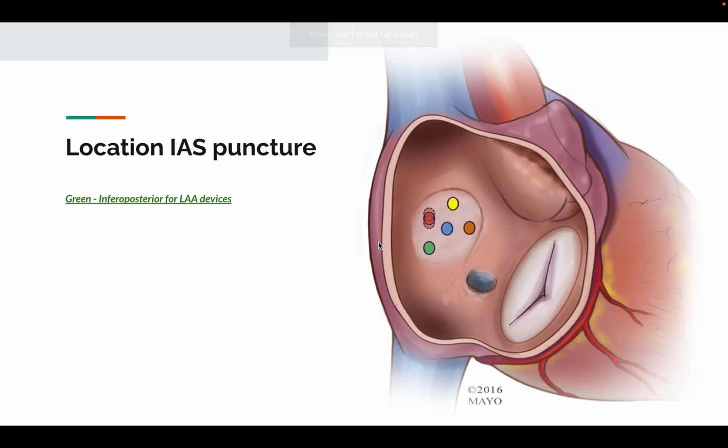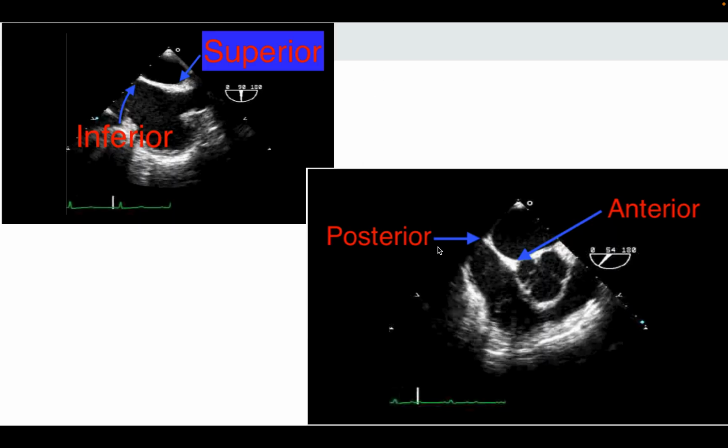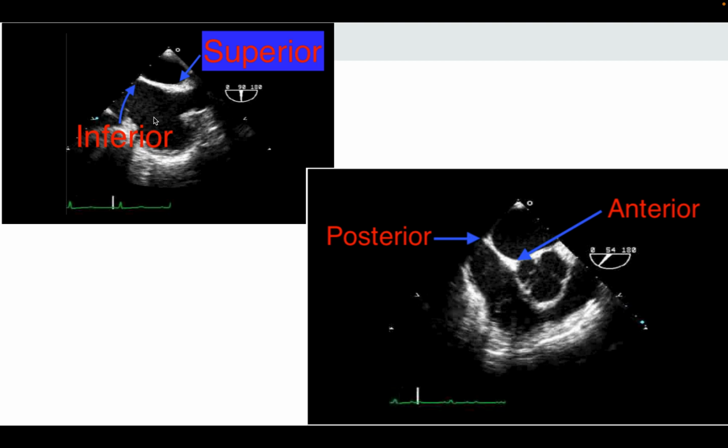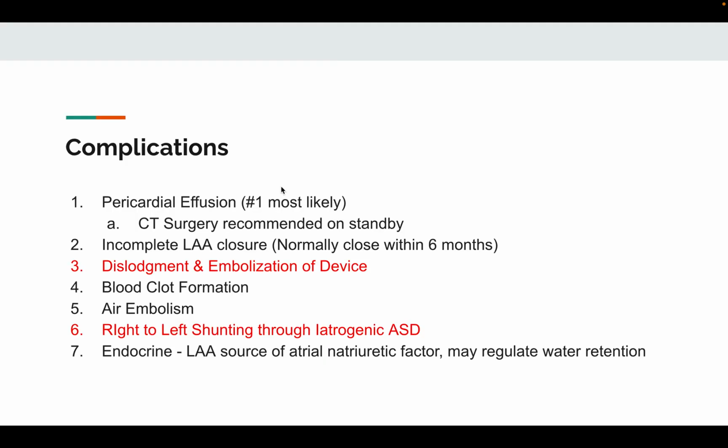Moving forward. So the location of the interatrial septum, this is for most left atrial occlusion devices, and in green represents an inferior posterior crossing of the septum, and this is where we saw the patient developed an iatrogenic ASD. So you would want to go posterior and inferior, just to review some anatomy for the echocardiographers in the room.